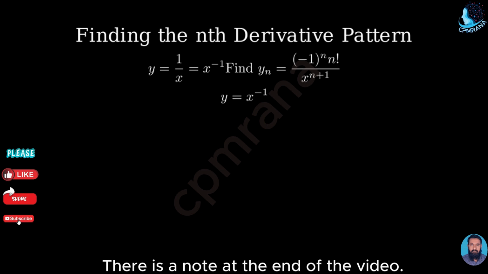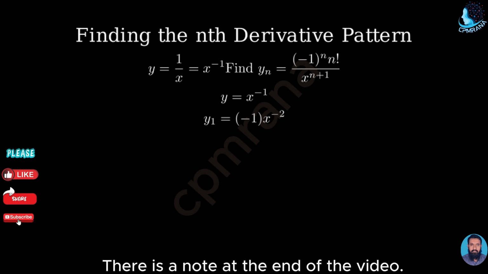We start with our original function, y equals x to the negative 1 power. Taking the first derivative using the power rule, we multiply by negative 1 and reduce the power by 1, giving us negative 1 times x to the negative 2.